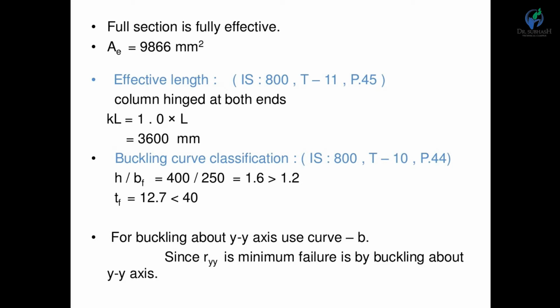Now buckling curve classification. According to table number 10, page number 44, we require two ratios, H by BF and TF. H by BF should be greater than 1.2 and TF is less than 40. For buckling about the YY axis, we use curve B. As I mentioned, if you use a rolled I section, failure is always about the YY axis. So minimum failure is by buckling about the YY axis, and for that YY axis we use buckling curve B according to table number 10.